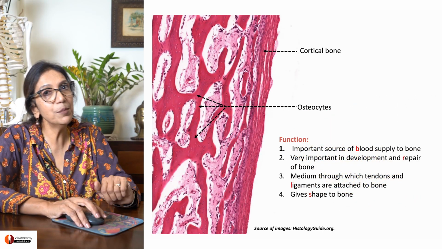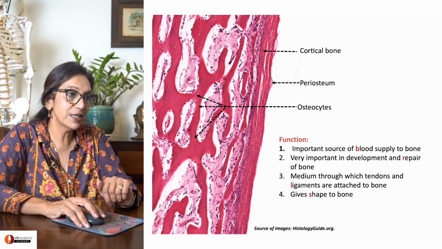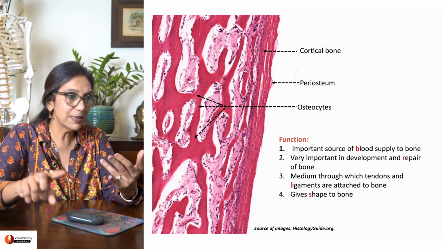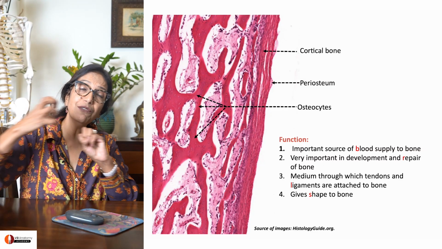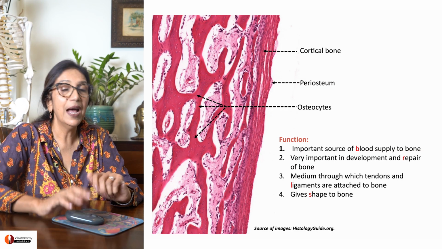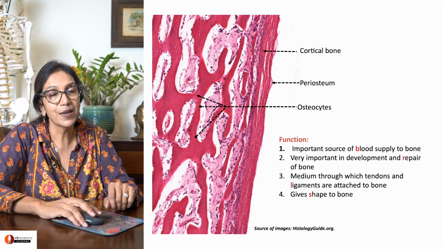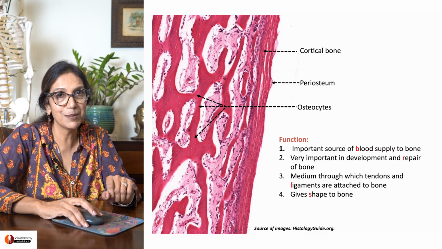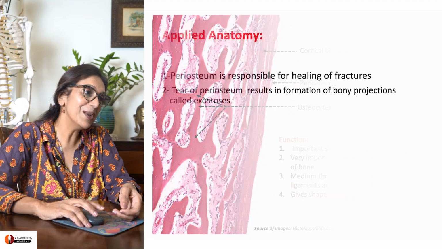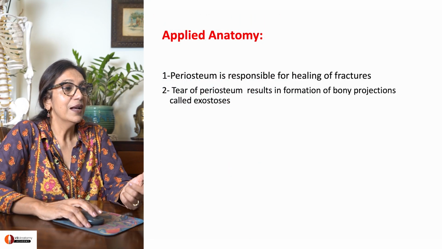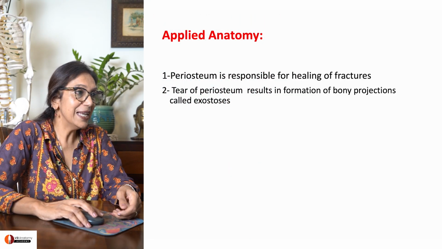So here you are seeing a bit of bone. This is the periosteum, which is crucial for blood supply of bone, which is crucial for repair of bone, which is crucial for attachment of ligaments to bone, and it gives shape to the bone. So that's how important your periosteum is. Something we don't even think about when we are talking bone, right? Okay. So we know that it's responsible for healing.